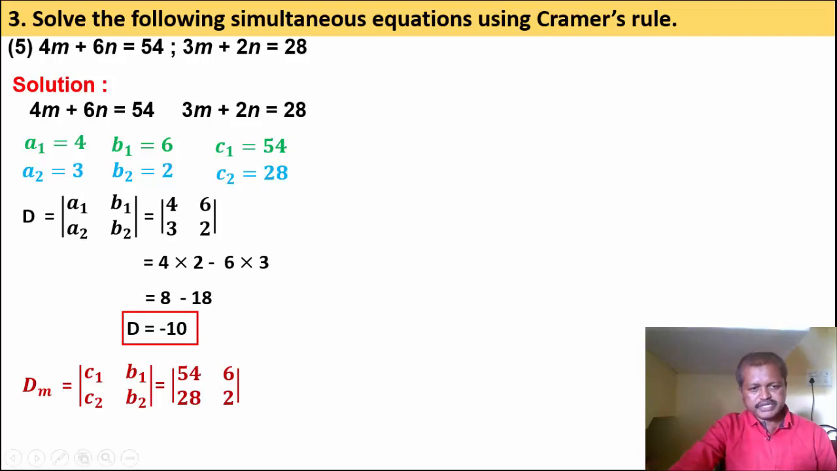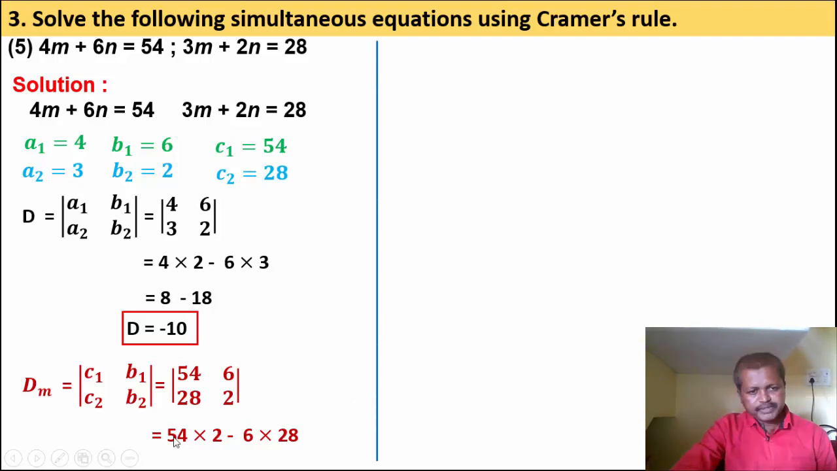Now take cross multiplication, 54 into 2 minus 6 into 28. So simplify this, you get 54 into 2, that is 108, minus 6 into 28, it is 168. So right here 108 minus 168, after simplification you get minus 60. So this is value for dm is equal to minus 60.